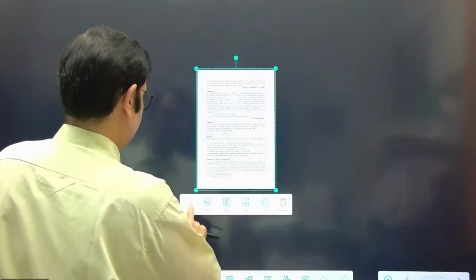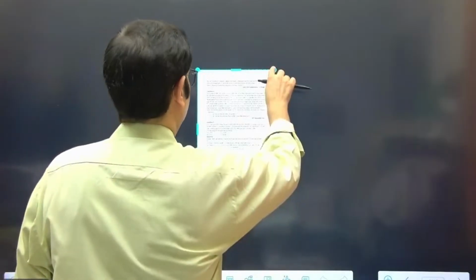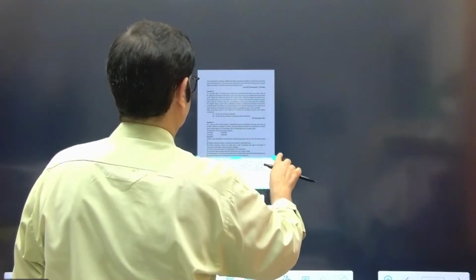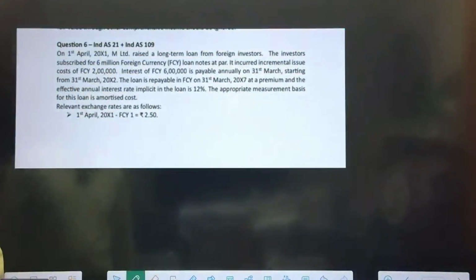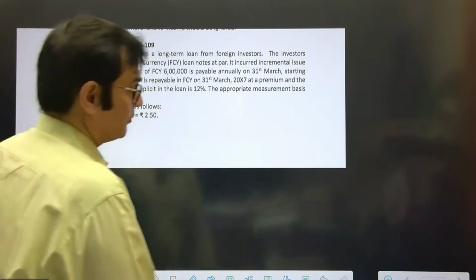I'll just probably crop this up and show you the larger picture. So let's have a look at this question. I hope it is clearly visible to you. Yes, sir. Visible, sir. Wonderful. So let me just read this question. There is another part to this particular question as well. This is not the end of the question. So there's another part as well.